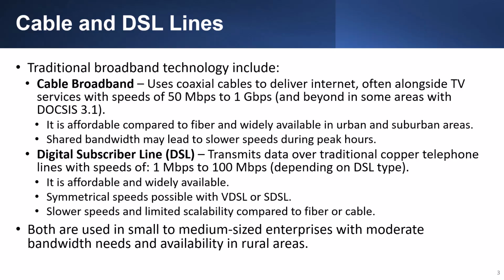Digital subscriber line, or DSL, transmits data over traditional copper telephone lines with speeds of 1 megabit per second to 100 megabits per second, depending on the DSL type. It's affordable and widely available. Symmetrical speeds are possible with VDSL or SDSL. It has slower speeds and limited scalability compared to fiber or cable. Both are used in small to medium-sized enterprises with moderate bandwidth needs and availability in rural areas.